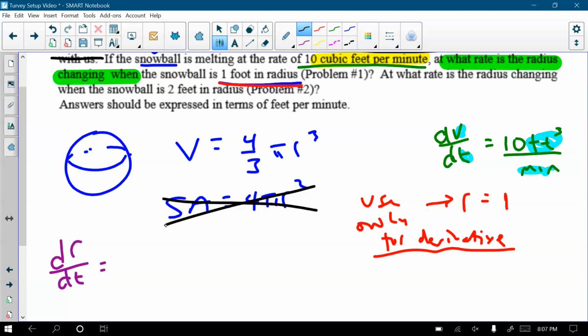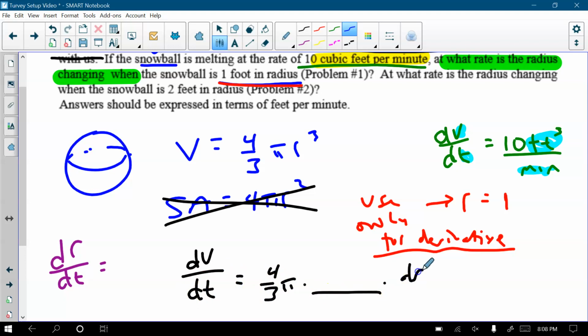You should be able to take it from there. Be careful with the 4/3 pi when you take your derivative. 4/3 pi is just a coefficient. Do not do a product rule. Your dV/dt, just because I'm scared that you're going to not listen to me, is 4/3 pi times whatever the derivative of r cubed is, dr/dt. That's all I'm going to do for you. The rest of the work is on a paper for you. And again, r equals 1 is for problem number 1, and r equals 2 is for problem number 2.